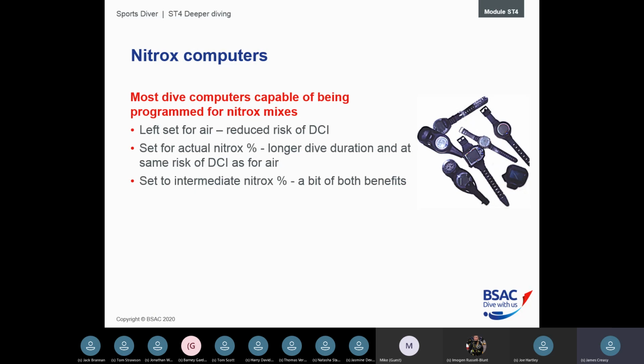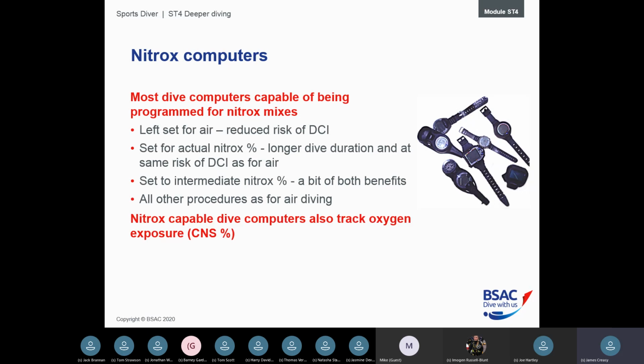If you set it to an intermediate nitrox, say you're diving on nitrox 36, you can set it to nitrox 32, and it will give you the benefits of nitrox 32, but you'll still have that safeguard of using 36 over 32. And then all other procedures are the same as if you were diving on air. Nitrox capable computers also track your oxygen exposure, your CNS percentage. That's something you need to do because you're now diving for longer on nitrox.